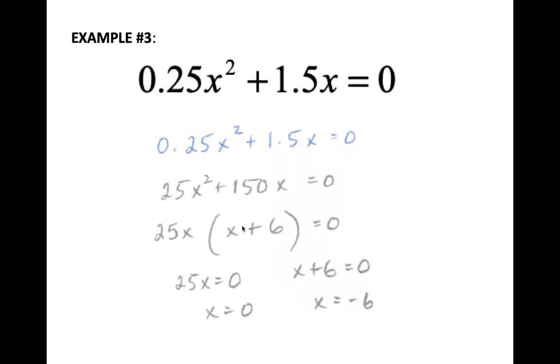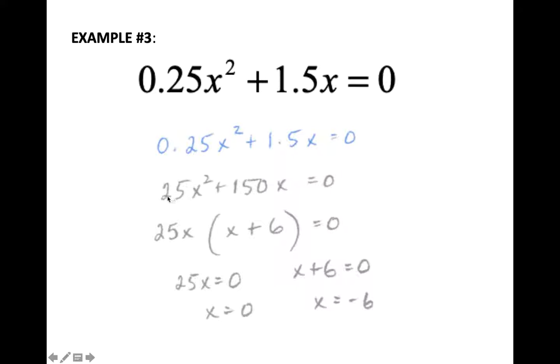What we're going to do is simply take those decimals and multiply by 100. If we do that, that gets rid of those two places of decimals here and the one place here. But it changes my numbers, of course, to 25x squared plus 150x equal to 0. Notice that we've multiplied by 100 and on the other side as well, but it's still just 0.